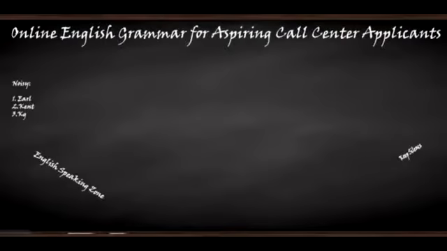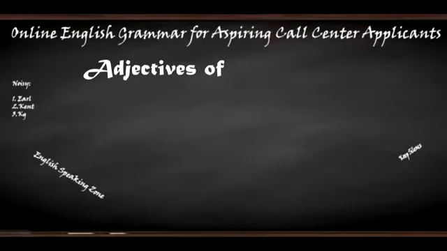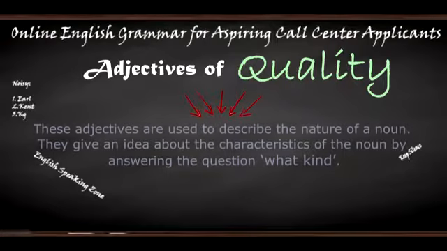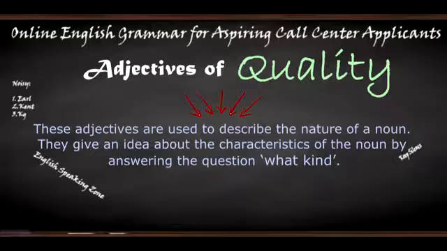First category: adjectives of quality. These adjectives are used to describe the nature of the noun. They give an idea about the characteristics of the noun by answering the question, what kind?